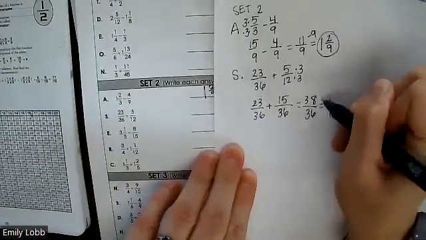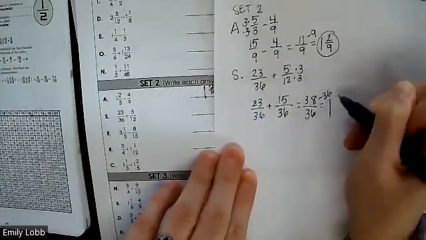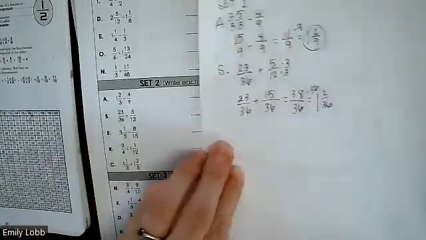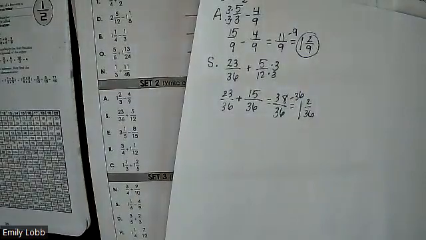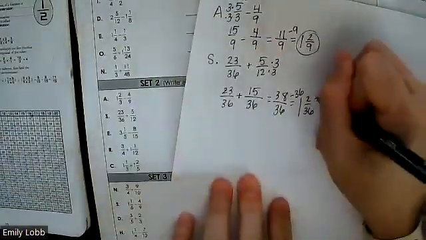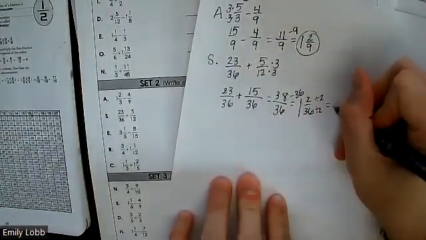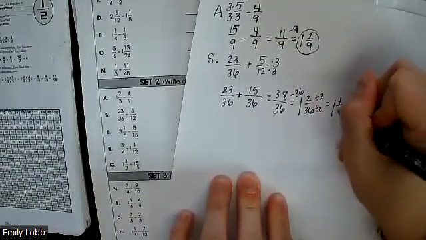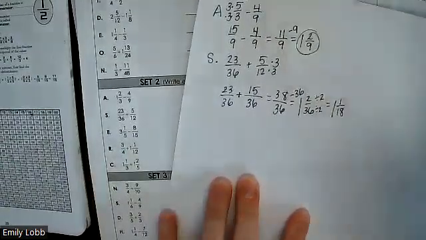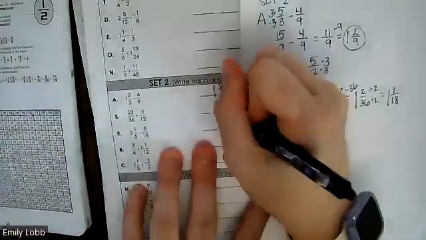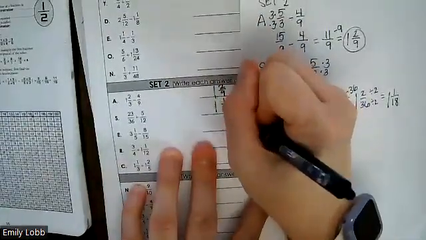I can take one group of 36 out. That gives me a remainder of 2, which means I have to simplify. Both my numerator and denominator are even, so I can divide them by 2. So I have 1 and 1/18. So that's what I'm going to write for letter S. 1 and 1/18.